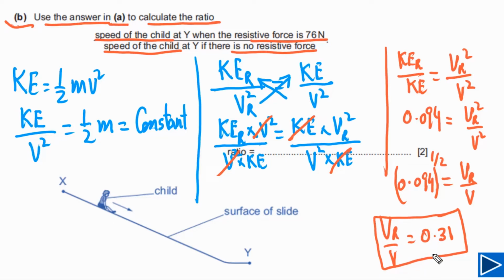And this question has 2 marks. The first mark you will get if you have written this relationship. That mark is the C mark, KE over V square. You will get 1 mark. Then the second mark you will get if you have got the right answer, and this is the answer mark.